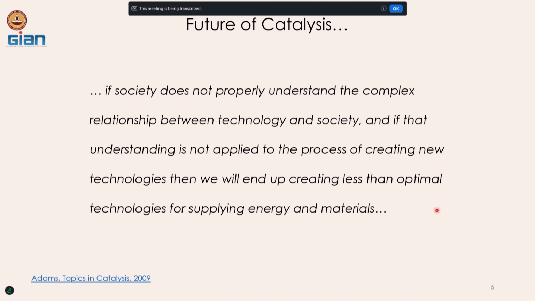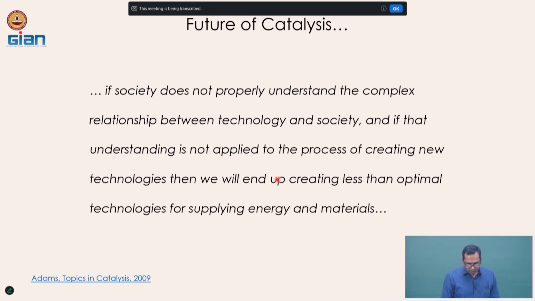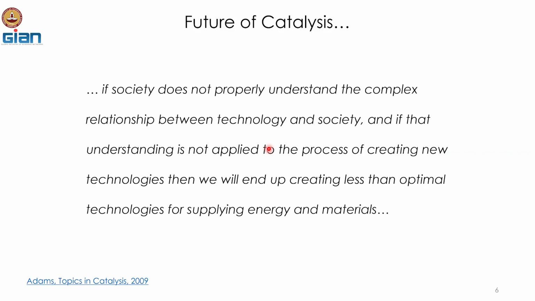Okay, so this is one sentence that I took from Adam's Topics in Catalysis paper. I'll just go through it and give you a minute to process it in your mind, and then we can discuss it in the further slides. It says, if society does not properly understand the complex relationship between technology and society, and if that understanding is not applied through the process of creating new technologies, then we will end up creating less than optimal technologies for supplying energy and materials.